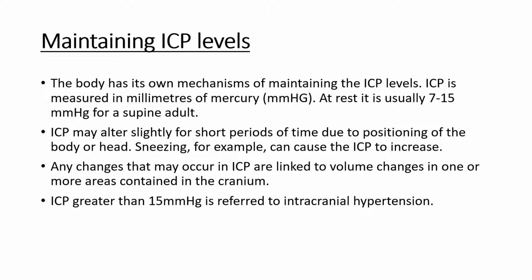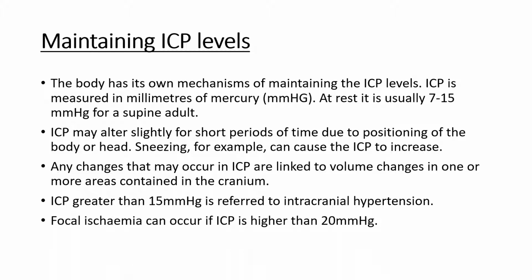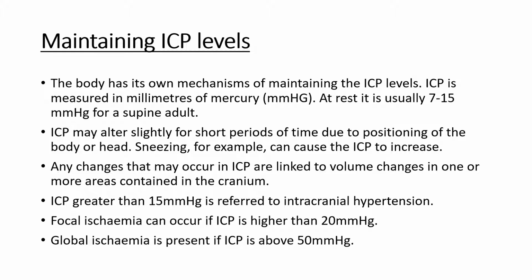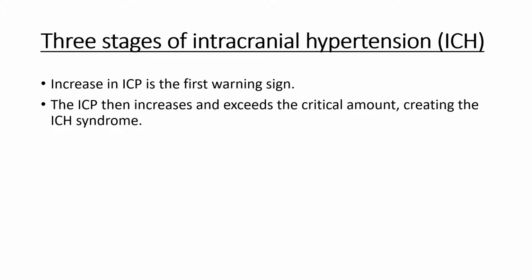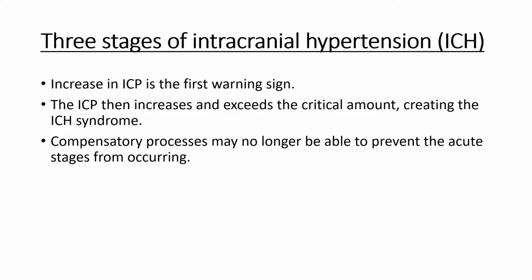ICP greater than 15 millimetres of mercury is referred to as intracranial hypertension. Focal ischemia can occur if ICP is higher than 20 millimetres of mercury, and global ischemia is present if ICP is above 50 millimetres of mercury. So the 3 stages of intracranial hypertension: an increase in ICP, which is the first warning sign. ICP then increases and exceeds the critical amount, creating the intracranial hypertension syndrome. Compensatory processes may no longer be able to prevent the acute stages from occurring.